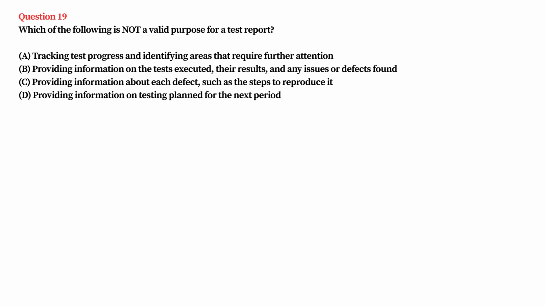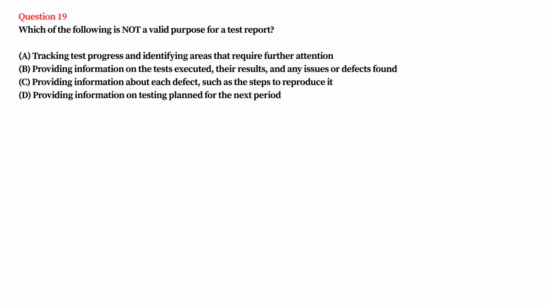Answer A is not correct. Tracking test progress and identifying areas that require further attention is an example of supporting the ongoing control of testing. This is one of the purposes of test reports.